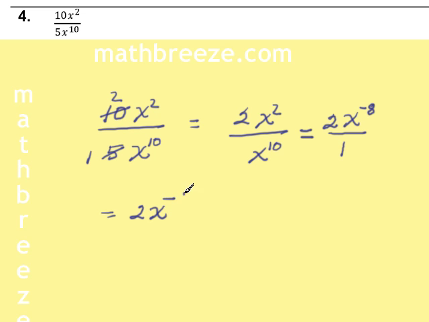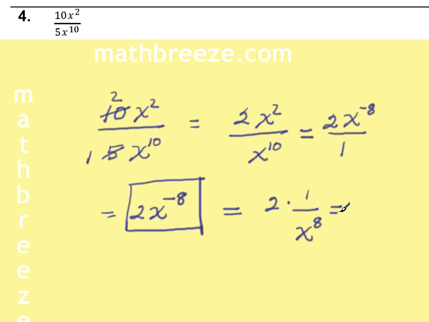Now, we haven't really defined negative exponents yet, so let's do that now. In a minute, we're going to see that that x to the negative 8 is actually equal to 1 over x to the 8th. All right, so this quotient is really 2 over x to the 8th. So we'll see that in a minute.